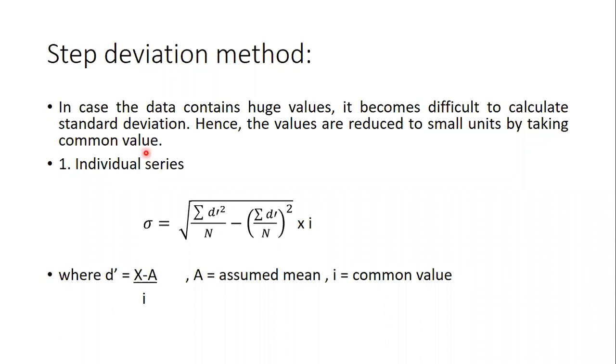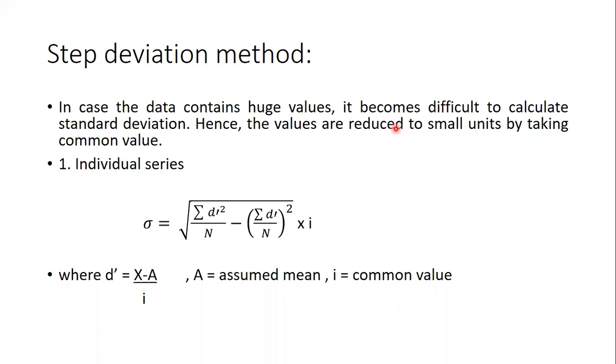As we have seen in our first chapters, they give us the raw data completely and we change the raw data into class intervals. Similarly here, if the data is very huge, we are going to break it down into small units by taking the common value. That common value is denoted as i. We usually take this i as class interval, so that is known by another name, common value. That common value we have to consider here.